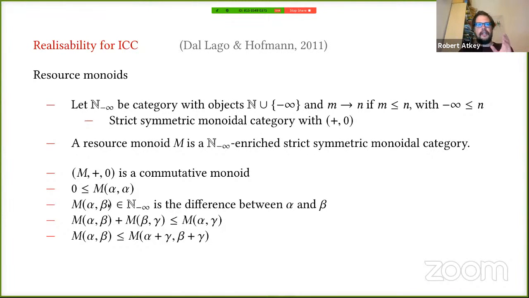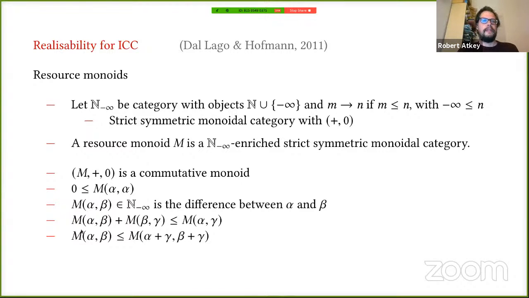And the idea is that the elements of M are going to represent amounts of potential in our data. When we do a computation, we start with some potential alpha, do something, and end up with potential beta. The difference between those two will be the number of steps of computation we have available. So we consume some of the input by doing some computation, and then we have some potential left in the output. And then these have to satisfy these equations.